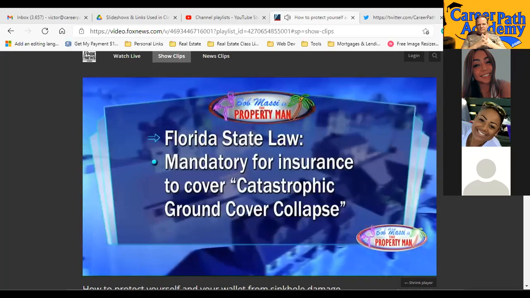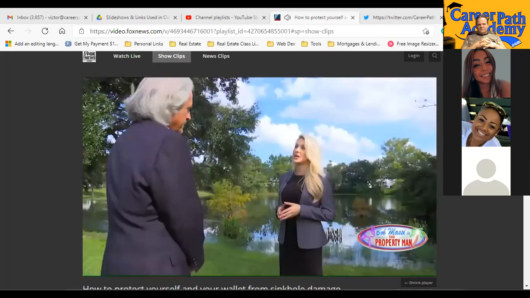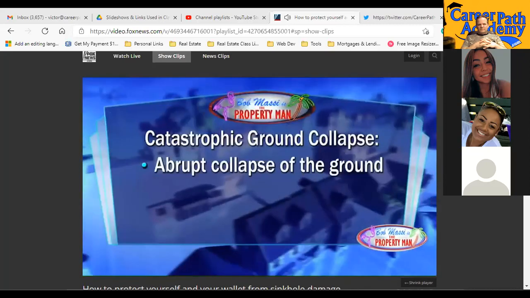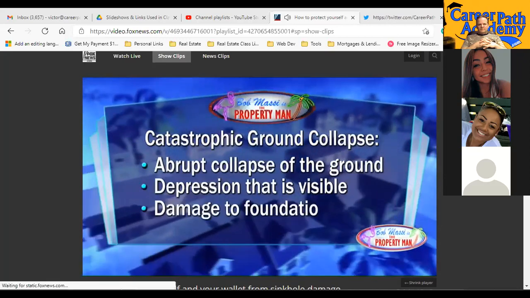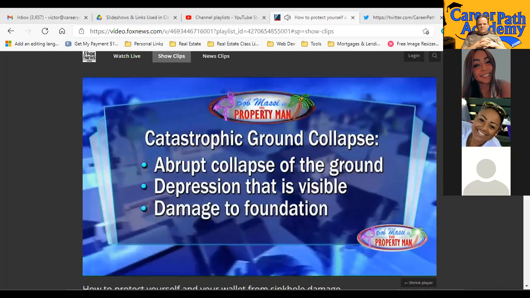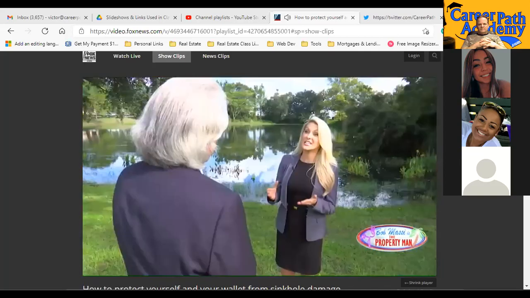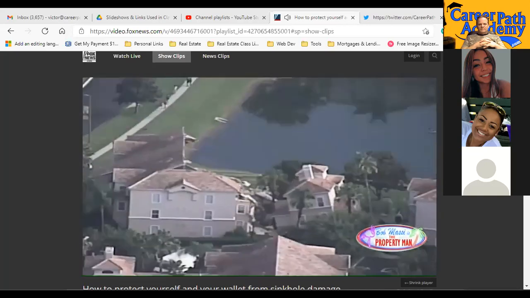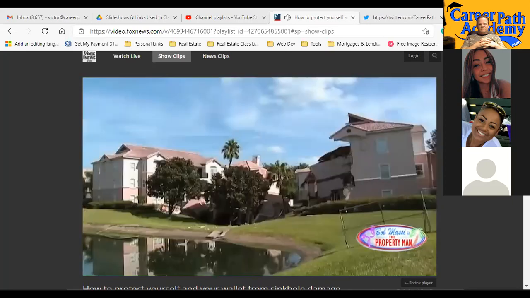Florida state law requires insurers to cover catastrophic ground cover collapse. And those are the really extreme cases that you hear about, and there's 4 criteria for that type of coverage. You have to have an abrupt collapse of the ground, a depression that is visible to the naked eye. You have to have damage to the structure, including the foundation of the building, and the property has to be deemed uninhabitable, so it's condemned. 2 years ago, a 60-foot wide sinkhole opened up underneath the Summer Bay Resort near Disney World. Amazingly, a security guard heard some creaking, saw a window break, and the building was evacuated before it all collapsed.